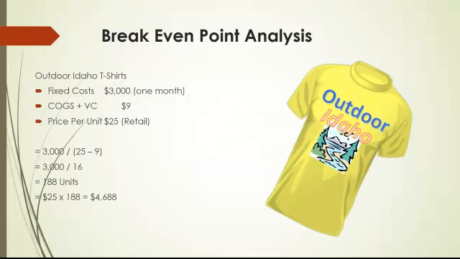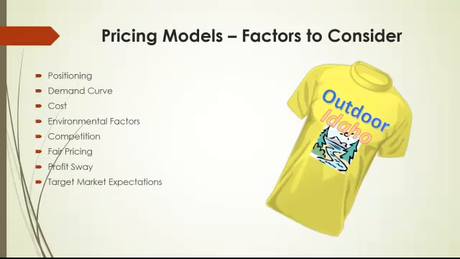So then we have our fixed costs of $3,000, and we're going to subtract our cost of goods sold from our retail cost. That leaves $16. So 3,000 divided by 16 is 188 units, times the retail price means that in order to cover our fixed costs, cost of goods sold, and variable costs related to cost of goods sold, we have to bring in a minimum of $4,688.